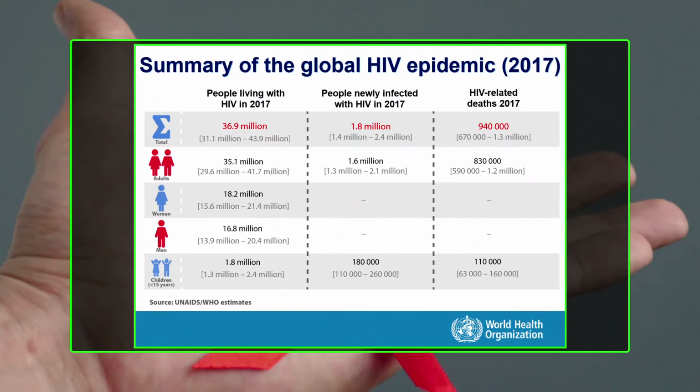HIV continues to be a major global public health issue, having claimed more than 35 million lives so far. In 2017 alone, 940,000 people died from HIV-related causes globally. There were approximately 36.9 million people living with HIV at the end of 2017, with 1.8 million people becoming newly infected in 2017 across the globe.